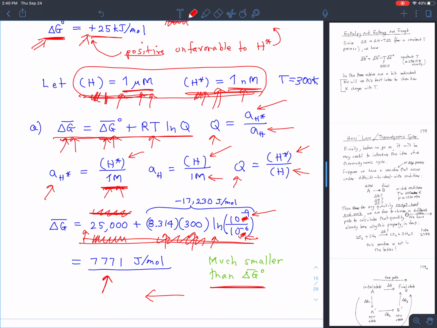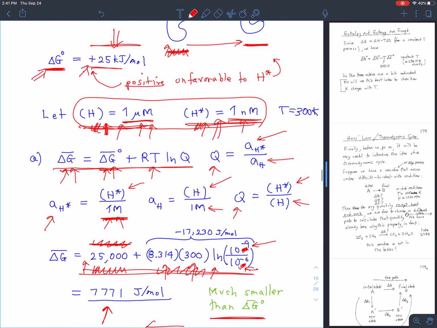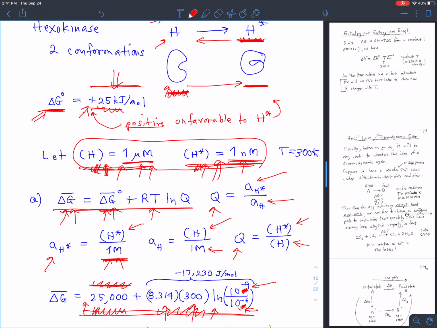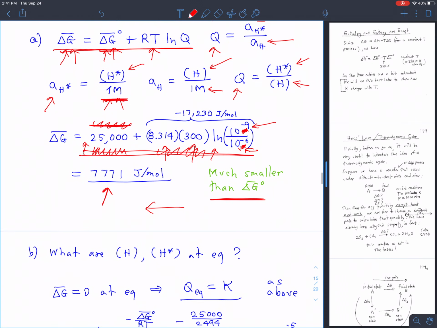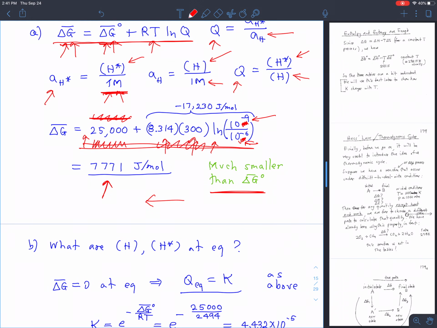We already have a huge excess of the open form. The standard state free energy favors the open form, so we've already gone a long ways towards the favorable conditions, which would have a huge excess of this open form. We haven't gone quite far enough, right? Even though there's 1,000 times more open hexokinase than closed hexokinase, we still get an unfavorable delta G. It's a positive delta G, which means that the reaction still wants to go further. The actual true equilibrium conditions would have even less closed hexokinase than we have in this case.